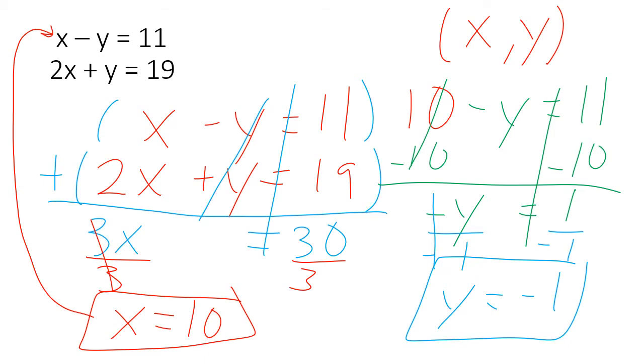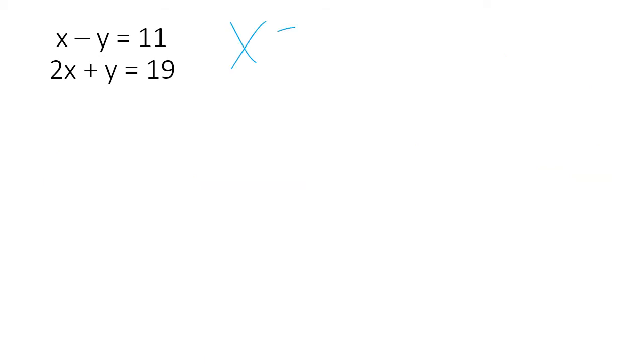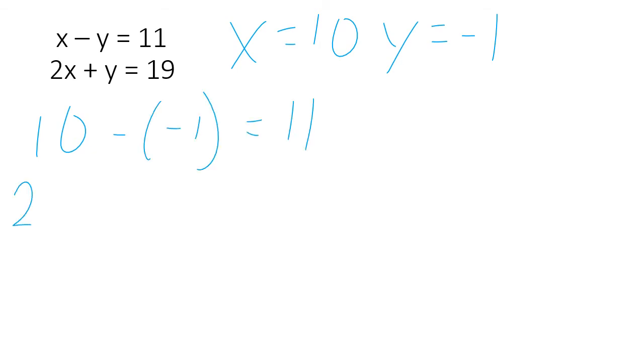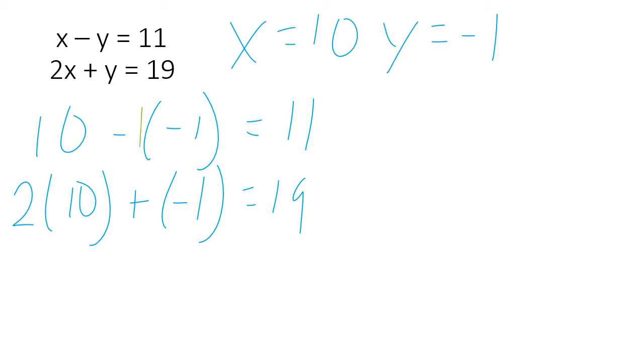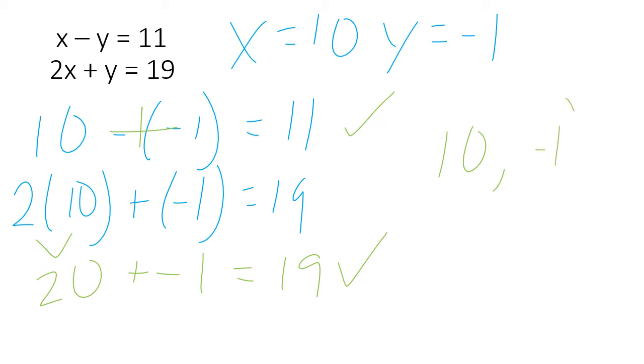Let's go ahead and make sure that works. So x should be 10, y should be negative 1. So if I were to say 10 minus y is negative 1, should that equal 11? And then 2 times 10 plus negative 1 should equal 19. So 10, if I'm adding a negative and a negative, 10 plus 1 is 11, that works. And then 2 times 10 is 20, plus negative 1 is going to be 19, and that works too. So our answer for the first question should be 10, negative 1.